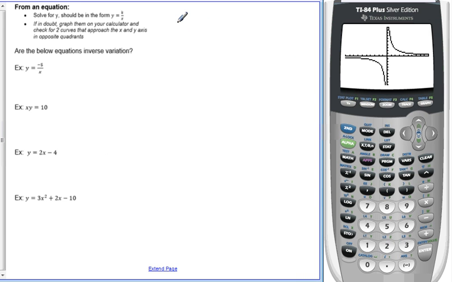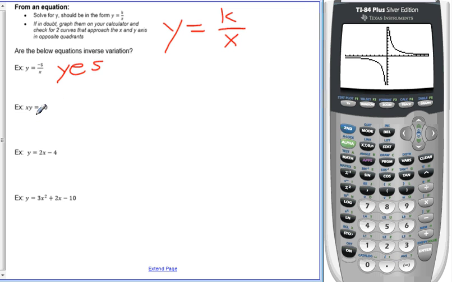All right, number 4, from an equation. Again, you need to remember this form, y equals k over x. So if you're trying to see if an equation is inverse variation, you need to see, is it in that form? So example 1, I can see, yes, I have y equals a number divided by x. So yes, that one is inverse variation.